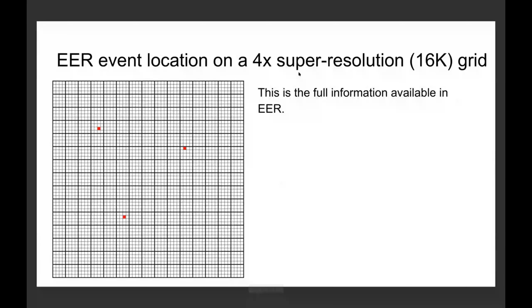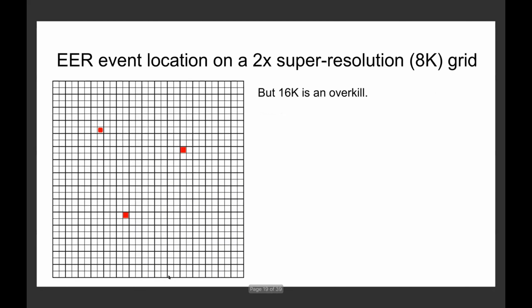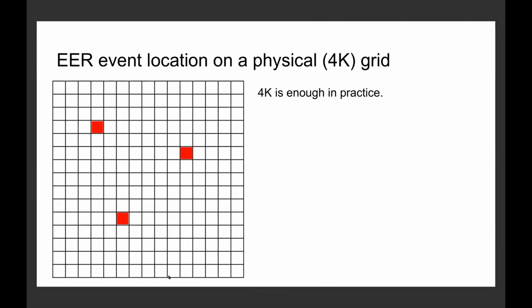And another interesting thing about EER is that EER stores event location on a very fine 4 times super-resolution grid, or in other words, 16,000 by 16,000 mesh. So this has very high spatial resolution. But of course, DQE at such high super-resolution is very low, so there is actually not much gain. So in practice, you bin and you work in a 2 times super-resolution grid or in just the physical pixel grid. And this is enough in practice, and there is virtually no resolution difference.